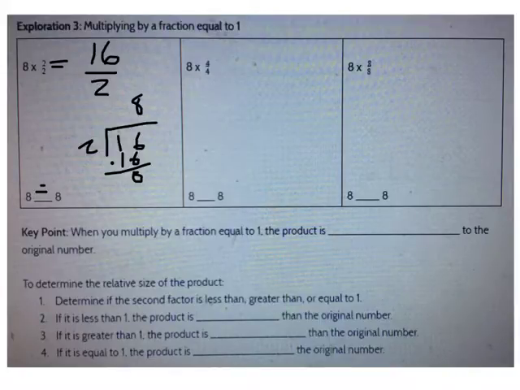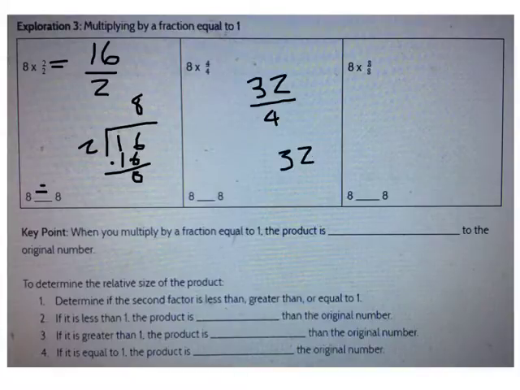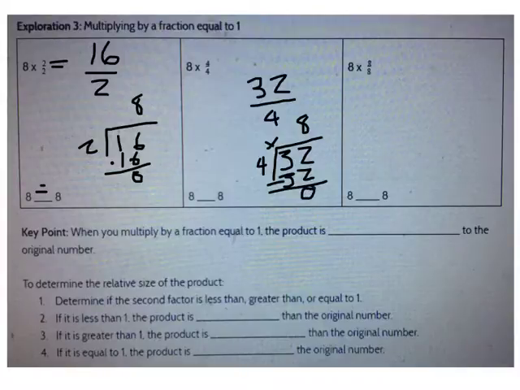Well, how would I write 8 times 4/4 as an improper fraction? I'd write it as 32 over 4. I can divide to change that to a whole number. What's 32 divided by 4? It's 8. 8 times 4 is 32. So the result is just 8. Is 8 less than, greater than, or equal to 8? It's equal to.